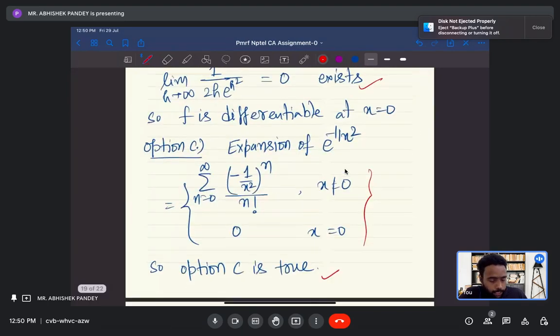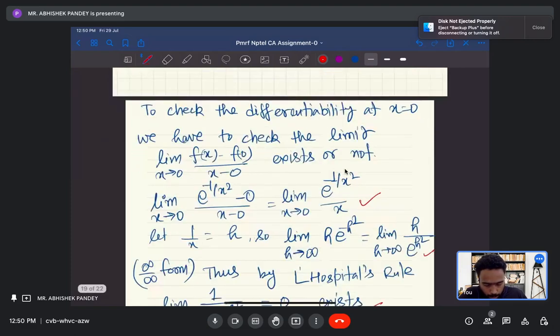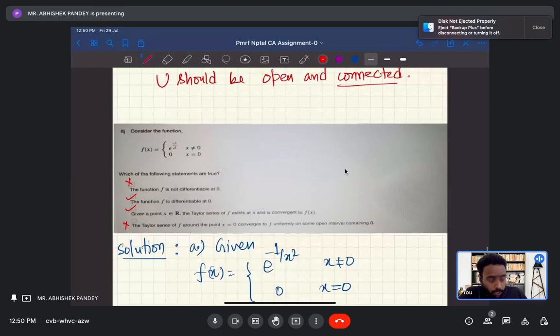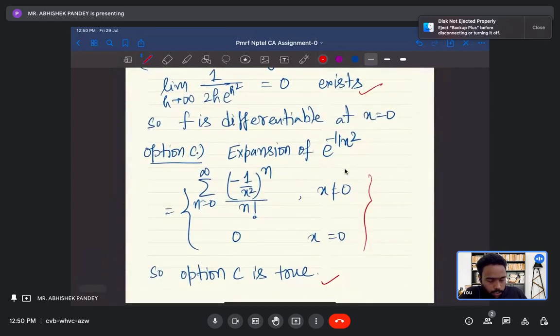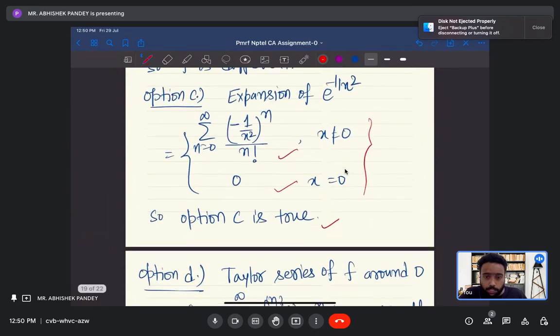Now option C is the expansion of e to the power minus 1 by x square. Option C says that, given a point x belonging to R, the Taylor series of f exists at x and converges to f of x. So for every point x belonging to R, the expansion of e to the power minus 1 by x square is this when x is not equal to 0, and when x equals 0 it is this. So it converges to f of x. So option C is true.